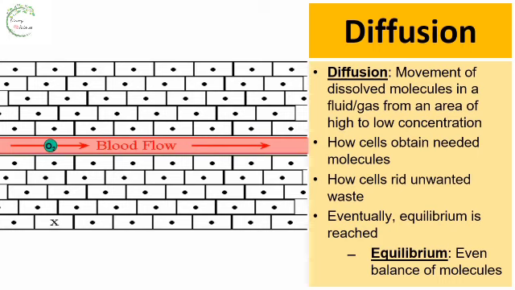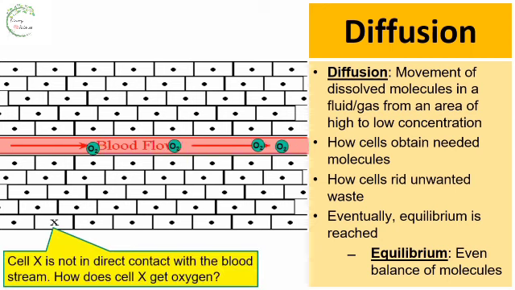And here's some of the oxygen that just diffused, and it's traveling through our bloodstream. And now notice the cell at the bottom, cell X. Cell X, like every other cell, needs oxygen, but it's not in direct contact with the blood. So how does cell X get oxygen?